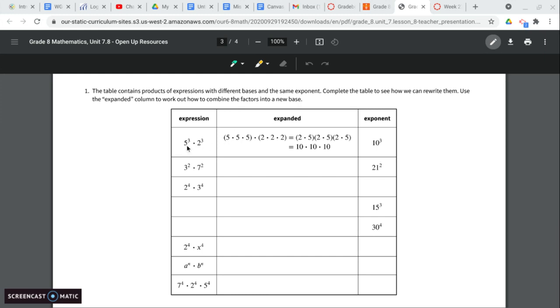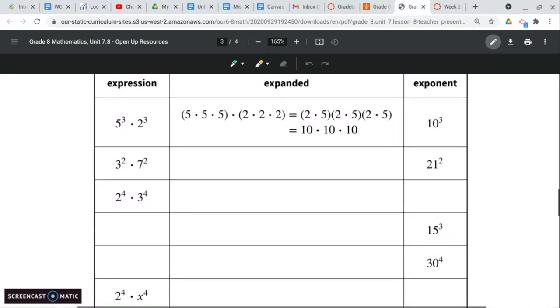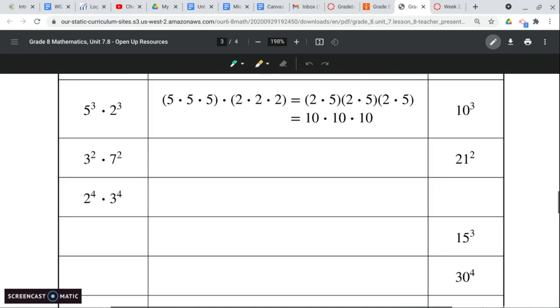So for this first one, we have 5 to the third times 2 to the third. So we have 3 5s and then 3 2s. Well, because they have the same exponent, we can take and do 2 times 5, which gives us 10, and 2 times 5, which gives us 10, and 2 times 5, which gives us 10. So really, we can write this as 10 to the third. I'm going to make this nice and big for us.